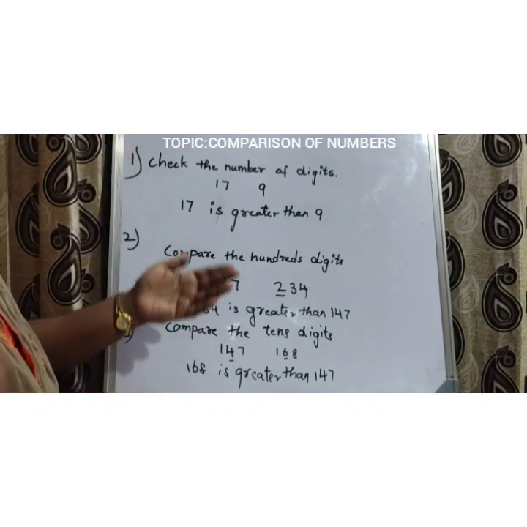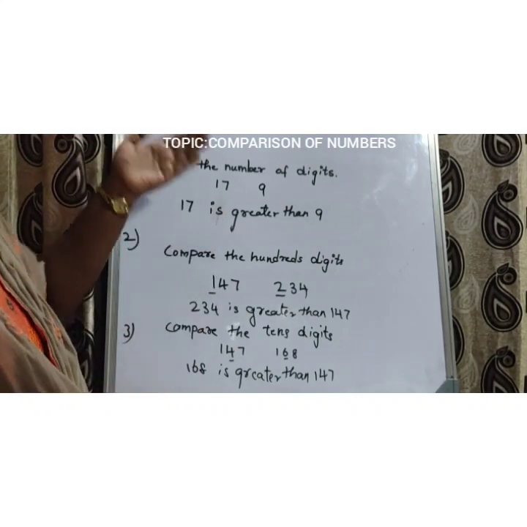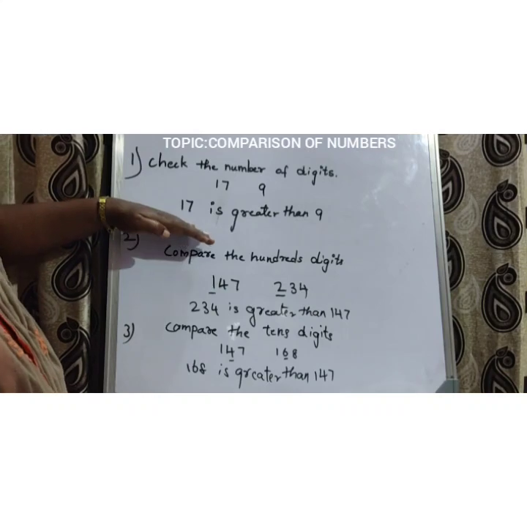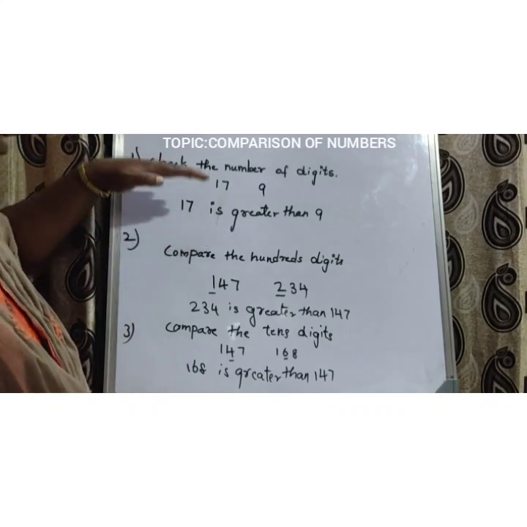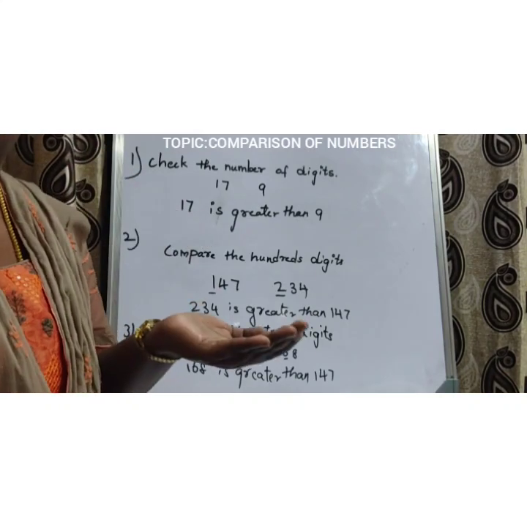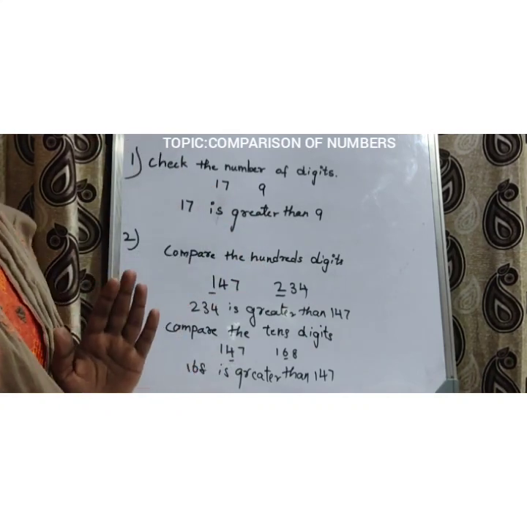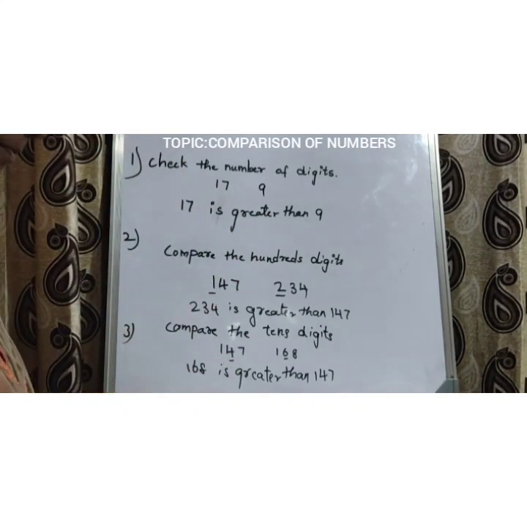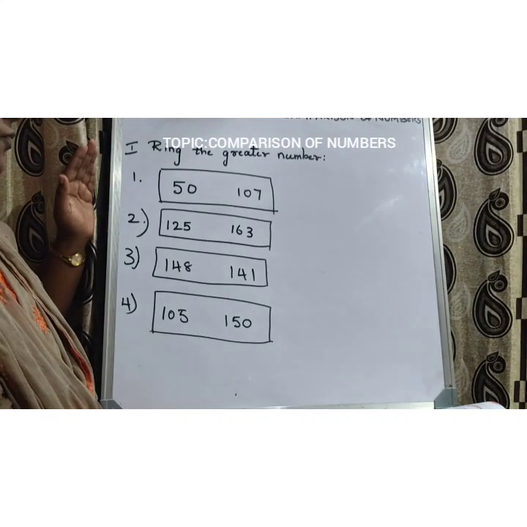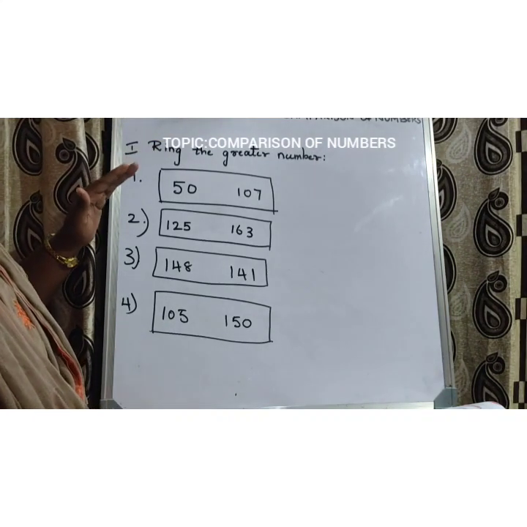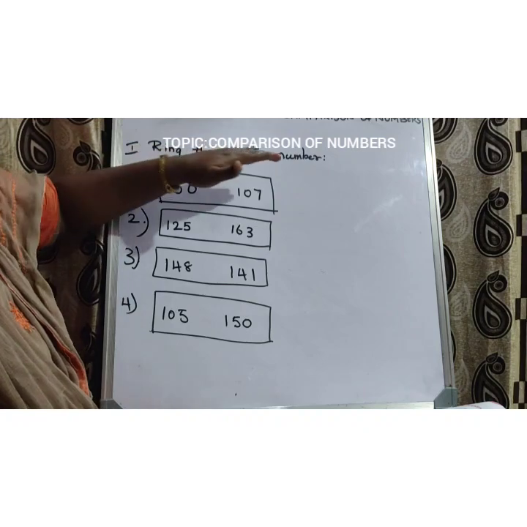If it is a 4-digit number, the same thing will continue. First check the number of digits, and the second step is to compare the thousands digit. Understood, children? Now the first main exercise in comparison of numbers: ring the greater number.